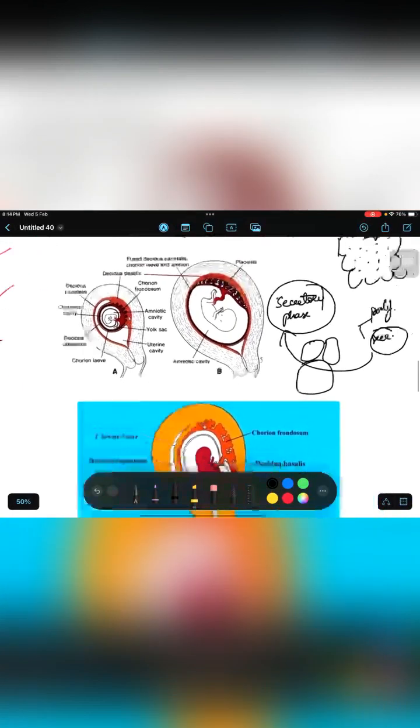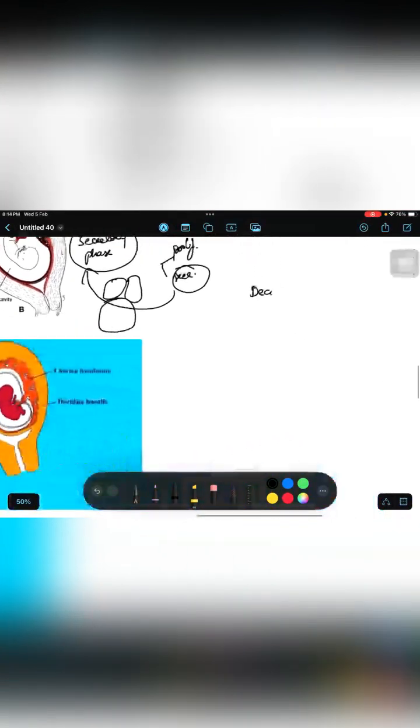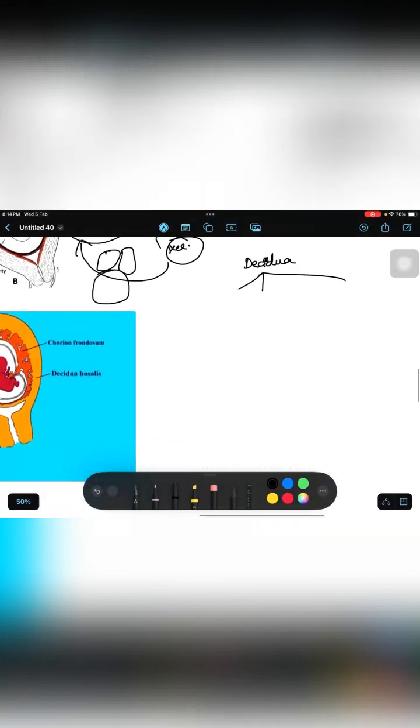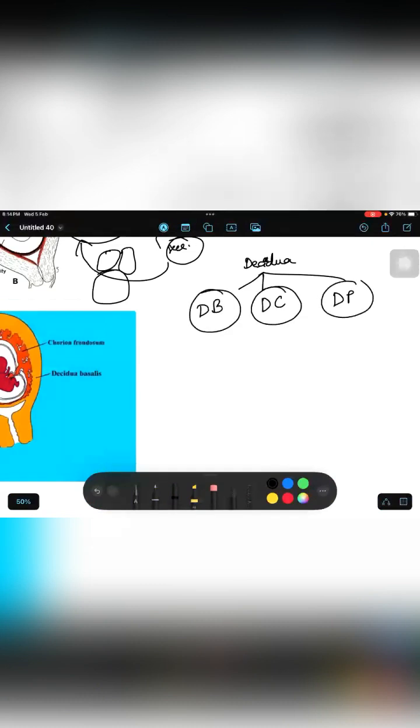In decidua, you have 3 things. I will be giving you notes as well, but if you have a habit of writing running notes, you can happily write it, no problem. So now coming to the decidua, you have 3 things: decidua basalis, decidua capsularis, and decidua parietalis. Don't worry, these terms are difficult, but if you see the diagram, you can happily remember all these 3 things: basalis, capsularis, parietalis.